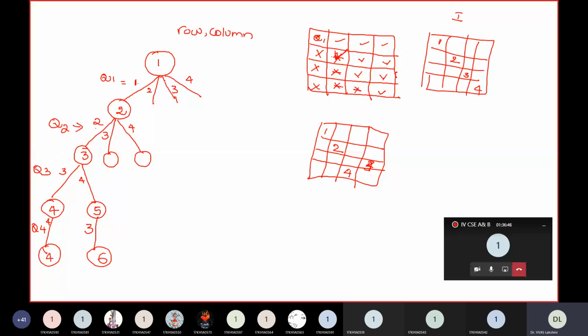So all the numbers come here: 1 2 4 3. Without missing any numbers, all the numbers should come in one path, check that. So in the same way, the entire solution space tree, state space tree, we are going to fill. You should fill all of it in the same way without missing any numbers.